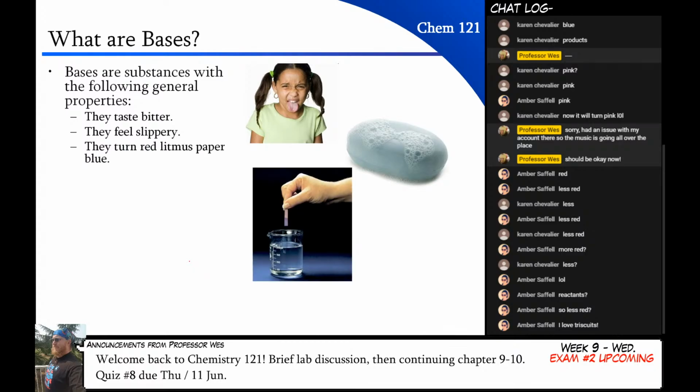Like we said before, litmus paper turns bases blue. Or I'm sorry, bases turn litmus paper blue. And then finally, bases neutralize acids because they are the functional counterpart.